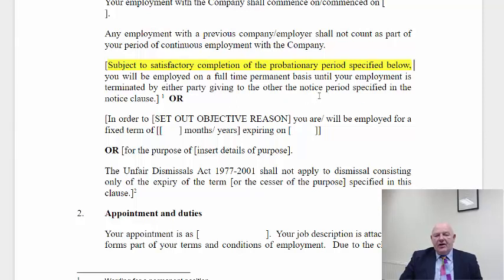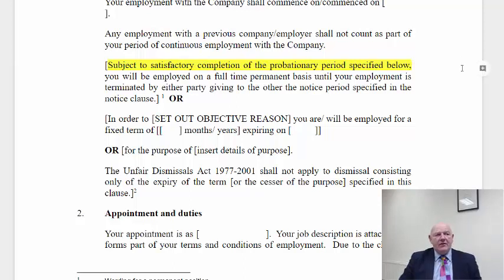You can also have a probation period in relation to a fixed term contract. There are 2 types of fixed term contracts. One is for a specific term, for example, 6 months or 12 months or 2 years, or indeed 5 years. The other is what's called a specific purpose contract. This is a contract for the specific purpose of doing something. So a person could be working in your business or in your school or wherever for the specific purpose of covering for somebody on maternity leave, for example.